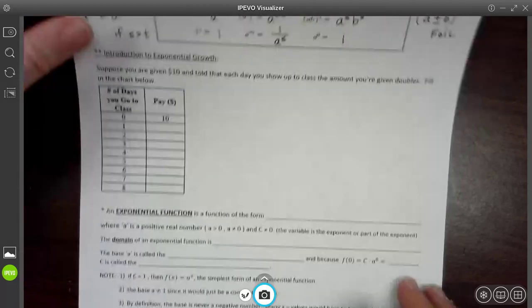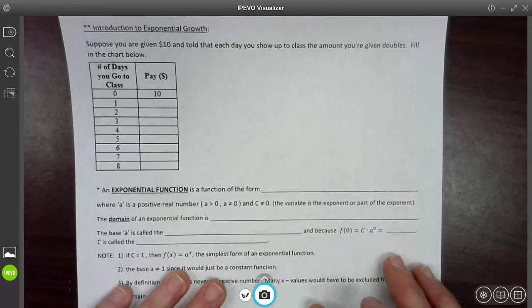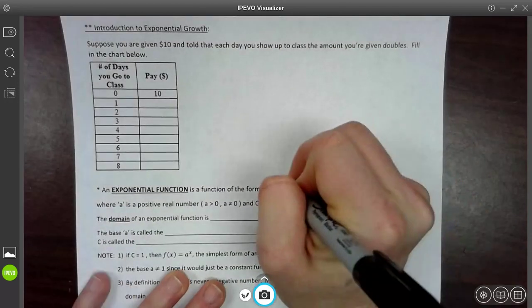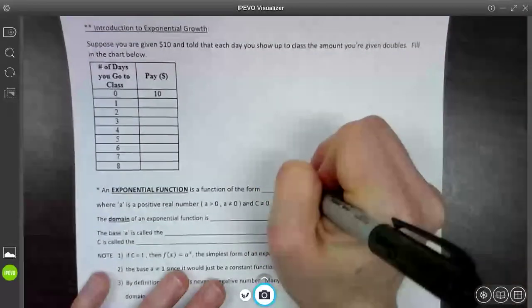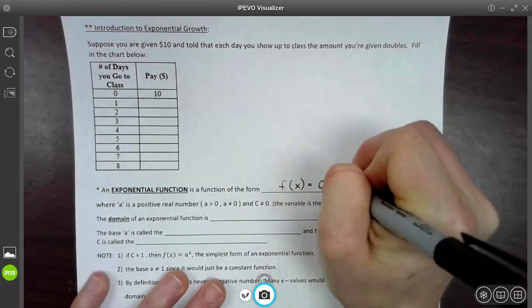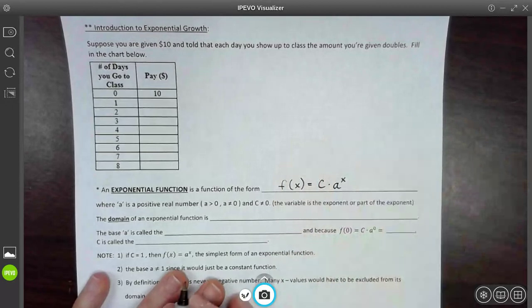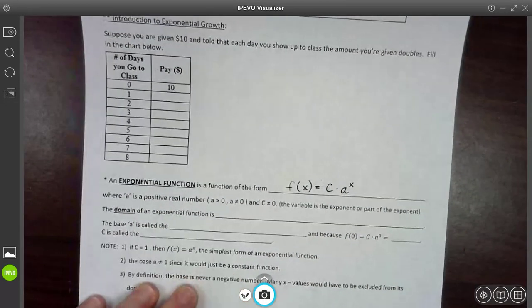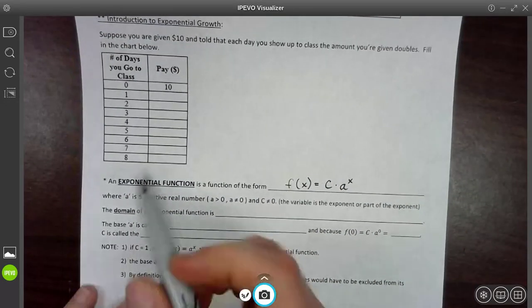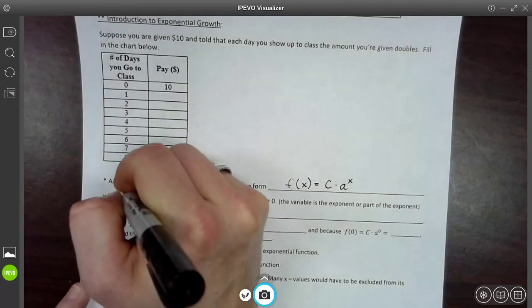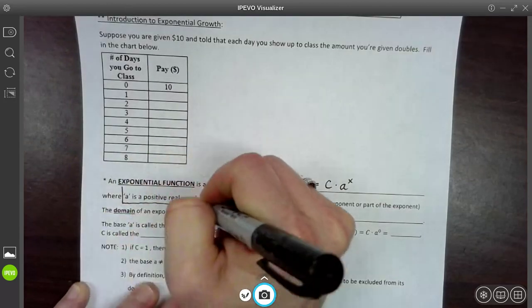By definition, an exponential function is a function of this form: f(x) = c times a to the power of x, where a is a positive real number. So guys, just by definition, that's extremely important.